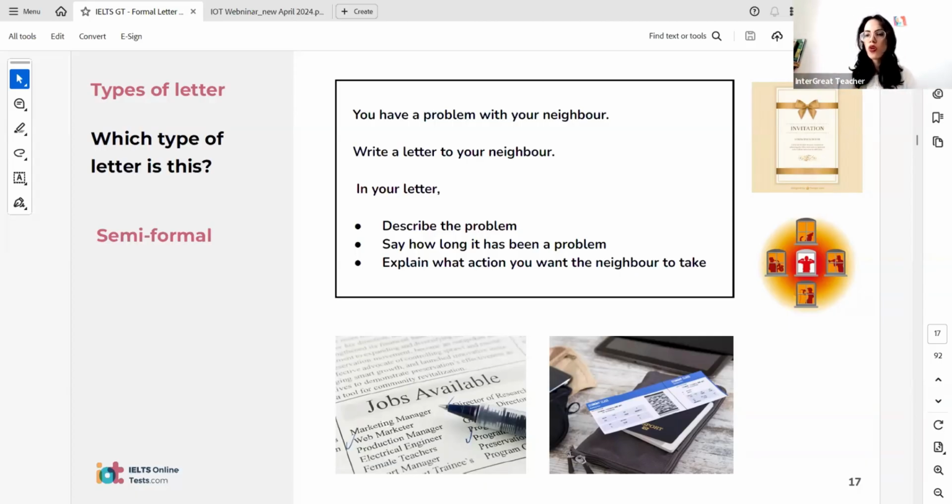So it is a formal context basically, especially because I'm writing to complain about something. I have a problem, right? And at the same time, I know probably my neighbor. Know is a broad word. I know who they are, right? So that will be a semi-formal letter. Okay, good.